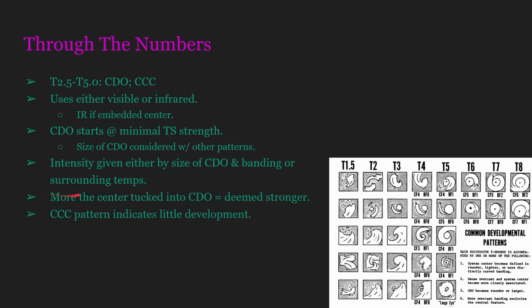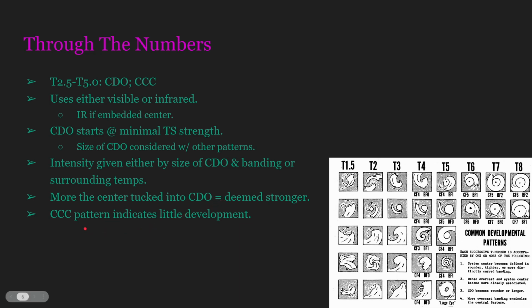And generally, the trend for CDO is that the more the center is tucked into this central dense overcast, the stronger it is usually deemed. So if that center of the storm is right smack dab in the middle of the CDO, it would be a pretty intense tropical storm, possibly nearing a hurricane, if not already a hurricane.